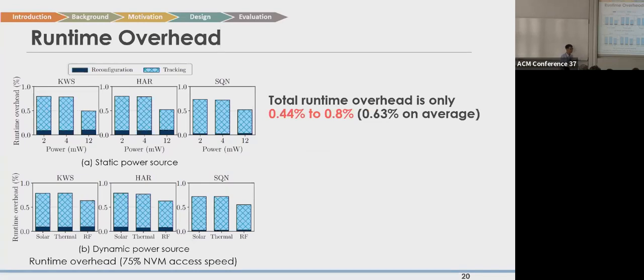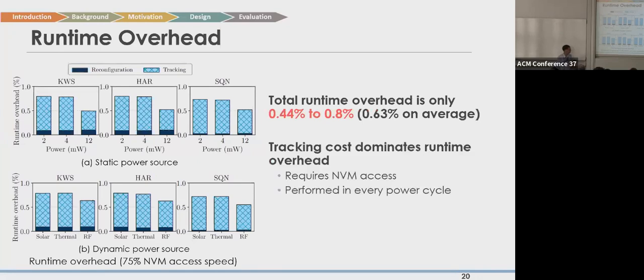And here we show the runtime overhead of our mechanism. From these figures, we can see all overhead are below 1%. And for those overhead, we can further break down the overhead into two components. One is the light blue overhead that is related to the data tracking cost. Data tracking cost is when the intermittent inference engine passes the progress information to our system and to estimate the intermittency level. And another one is the runtime reconfiguration algorithm itself.